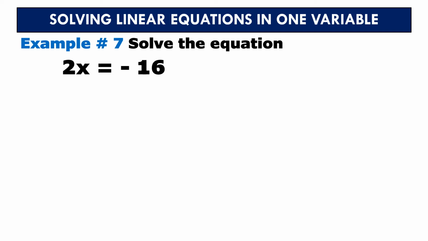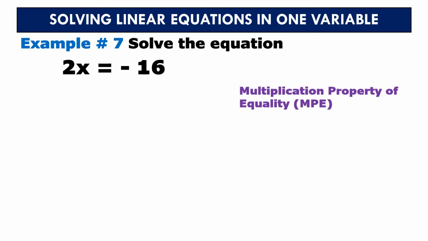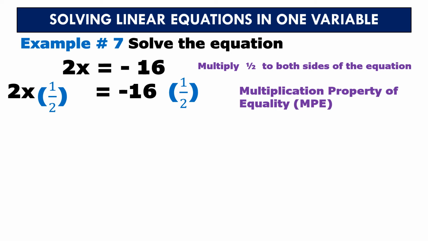Next, solve the equation 2x is equal to negative 16. So again, isolate x by applying multiplication property of equality. So we need to multiply 1/2 to both sides of the equation. So, multiply tayo ng 1/2 to both sides of the equation.